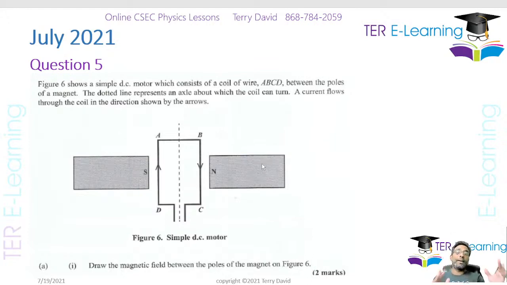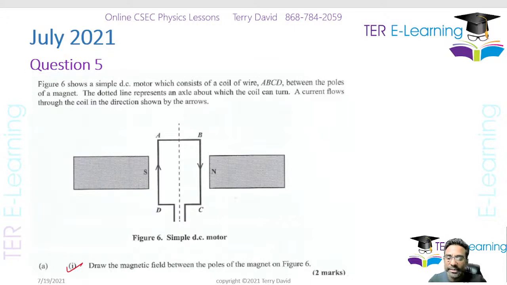Okay, so based on the diagram itself, right, I'm going to make an assumption here. I'm going to assume that I'm looking at the motor from on top, a top view, right? Based on how they've drawn the diagram, I'm going to assume that I'm looking at it from the top. So let's see, they said draw the magnetic field between the poles of the magnet, right?